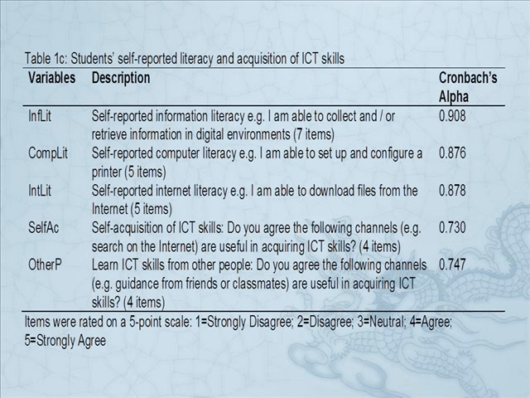The third dimension is about students' self-reported literacy and acquisition of ICT skills. There are 5 variables. The first one is about information literacy. The second one, computer literacy. The third one, internet literacy. The fourth one, self-acquisition of ICT skills. And the last one, learning ICT skills from other people.